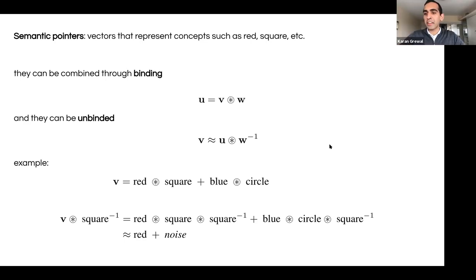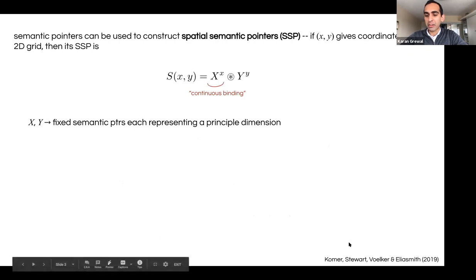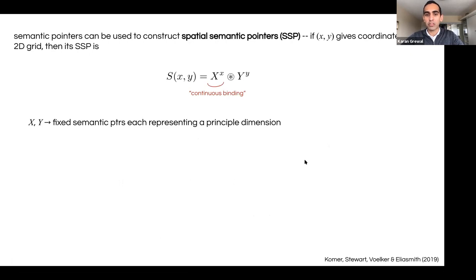So Marcus, it's interesting that you mentioned VSAs, because in the papers where they describe these semantic pointers, they do mention that a lot. I don't have too much background on that area, so I sort of left it out just for simplicity. So those were semantic pointers. And then one of their recent papers from last year, they showed how to build spatial semantic pointers, which are basically the same concept, but applied to spatial locations.